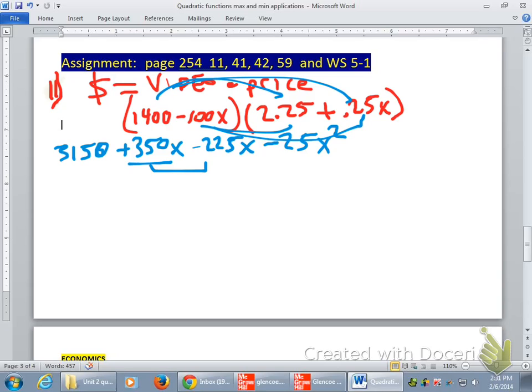I got like terms. I need to finish cleaning this up. Like terms here, right? So this price is going to be $31.50. Let's see, what does that give me? 125. So plus 125x minus 25x squared. You see your A, your B, and your C? Okay.